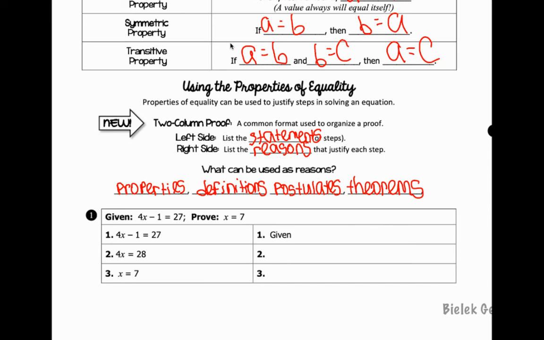So we're going to go through this together. So given 4x minus 1 equals 27, prove x is equal to 7. So basically they're showing the steps. So if you look from line 1 to line 2, what is different? Well, they added 1 to both sides. So that would be the addition property. Then if you look at step 3, going from line 2 to line 3, they divided. So that's the division property.